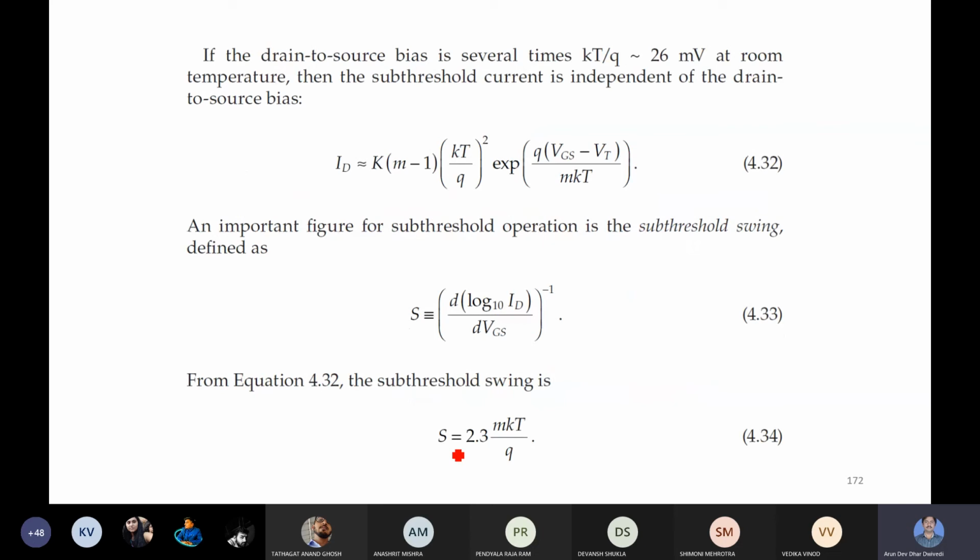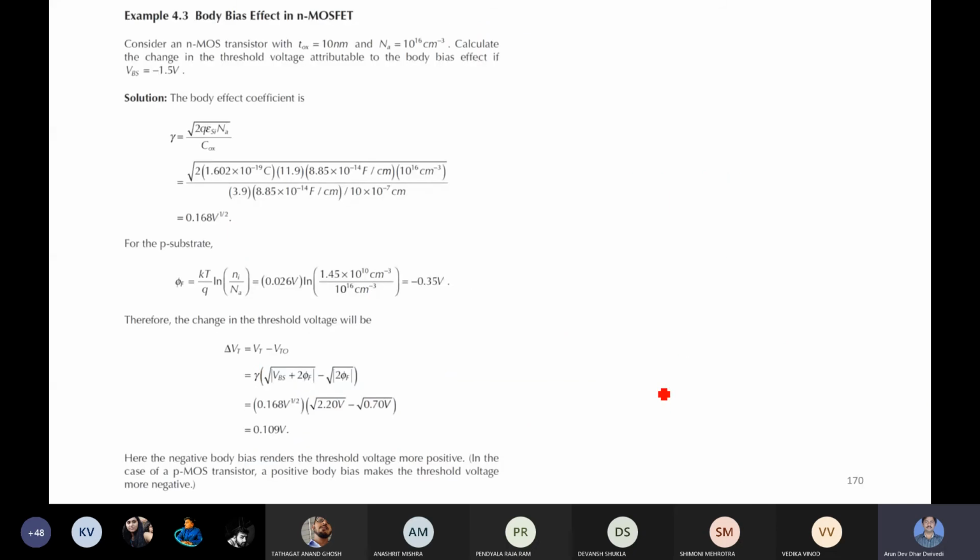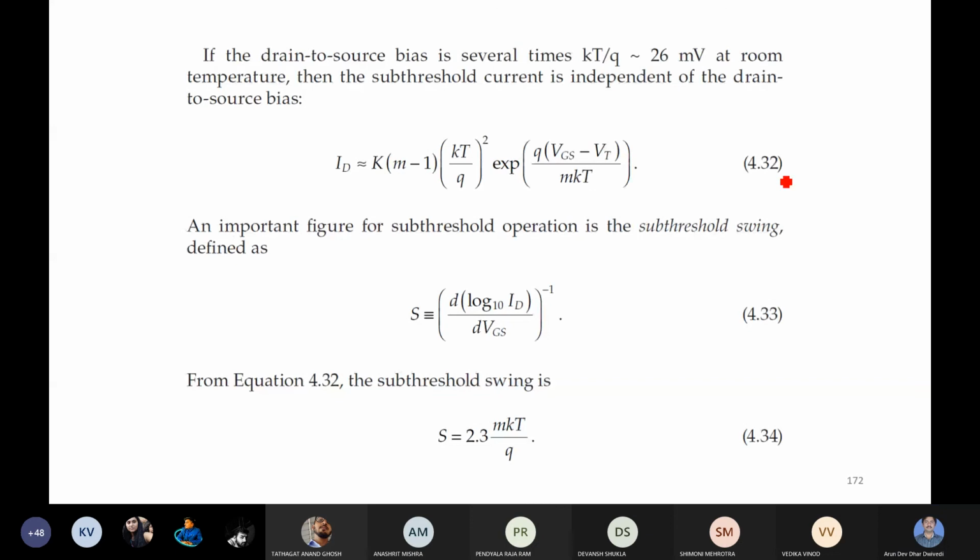Generally for a typical MOSFET, this simplified equation's second term, the VDS term, can be neglected if VDS is at least a few kT. kT by Q is around 26 millivolts. So the given drain to source voltage should be at least 2 to 3 times this, at room temperature.